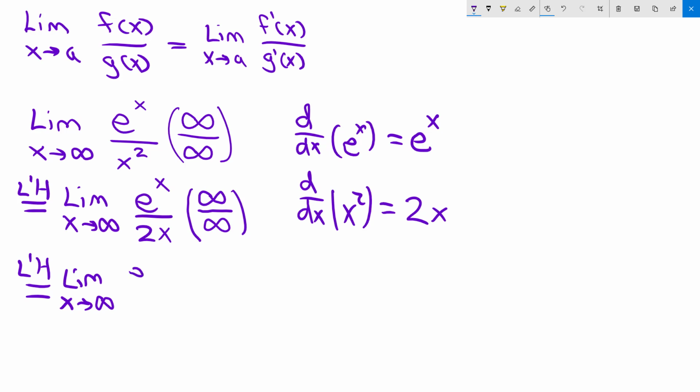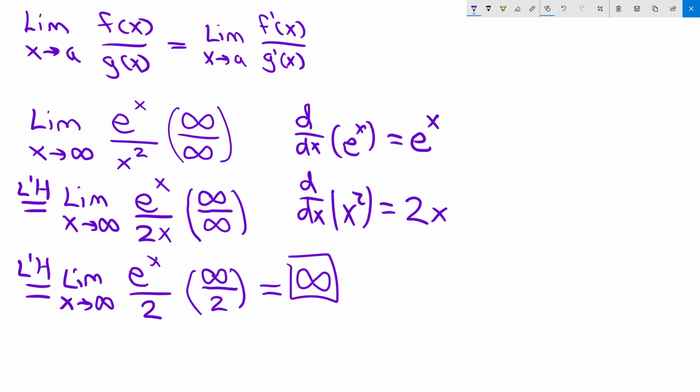So e to the x, that just stays the same. The derivative of 2 times x is just the coefficient 2. But now notice this is a new form. We still have infinity on the top, but the bottom doesn't have x. It's just a constant value of 2. This is a very large number divided by the constant value 2. Well, no matter what, that turns out to be infinity.